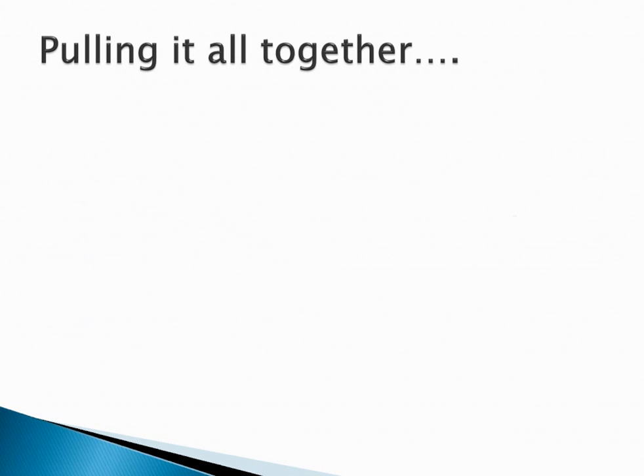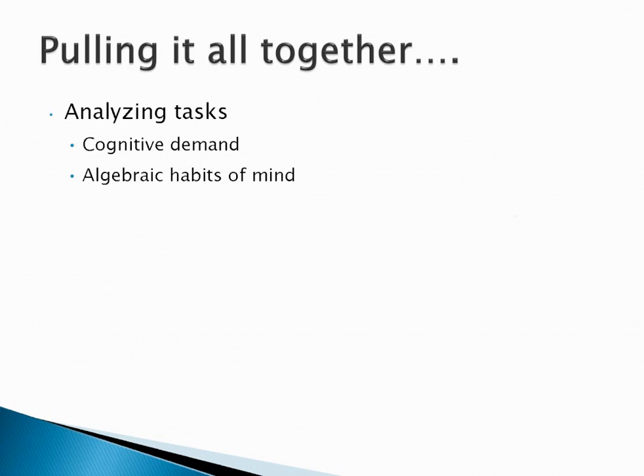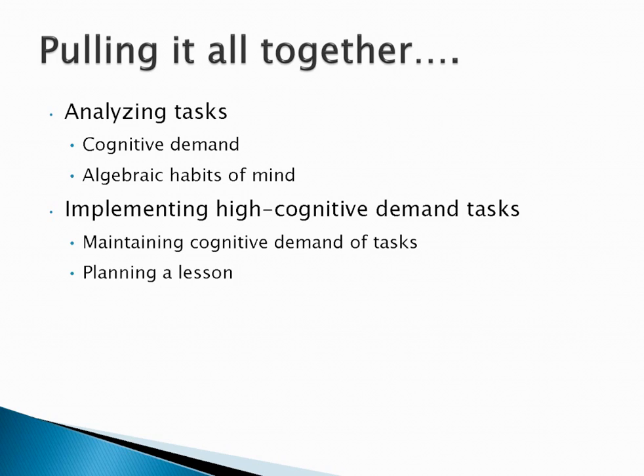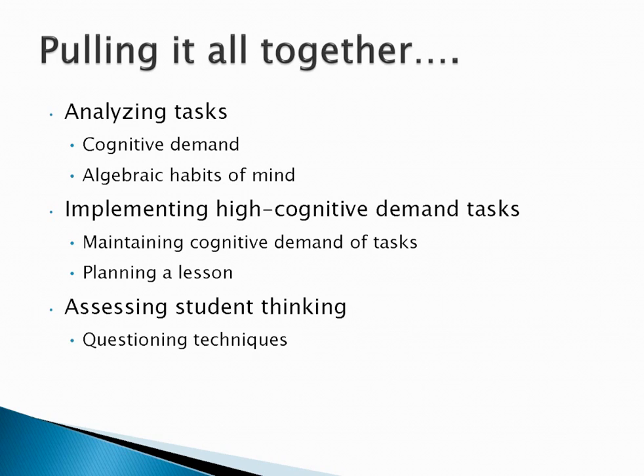We have covered a lot of information in this session. We looked at analyzing tasks through the lens of cognitive demand, the kind and level of thinking required of students in order to successfully engage with and solve a task, and algebraic habits of mind: doing and undoing, building rules to represent functions, and abstracting from computation. We then looked at implementing high cognitive demand tasks, how we maintain the level of cognitive demand, and how we successfully plan a lesson around that task. Finally, we looked at assessing student thinking through the use of questions, assessing questions, and advancing questions.